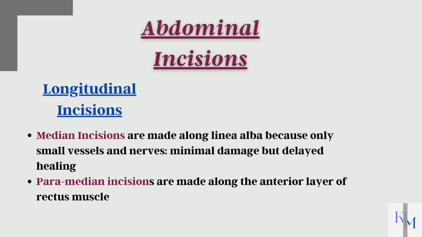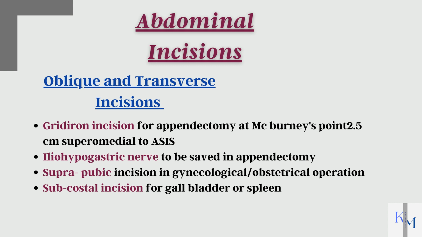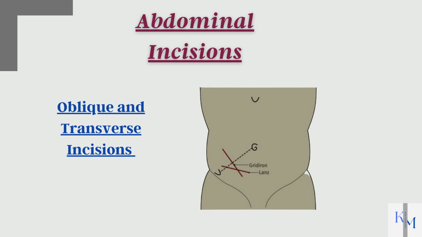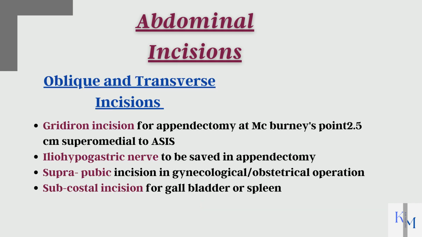Now coming to oblique incisions. Gridiron incision or oblique incision or McBurney's incision is made for appendectomy. It is made 2.5 cm superomedial to the anterior superior iliac spine at McBurney's point. In this, the external oblique is retracted, and the internal oblique and transversus are split. Important point is, the ilioepigastric nerve runs deep to the internal oblique and it is to be taken care of in appendectomy.